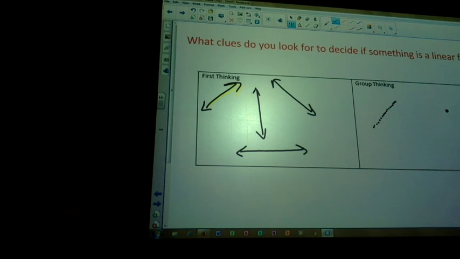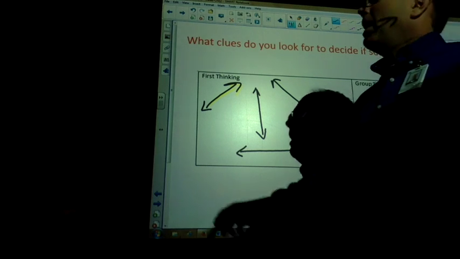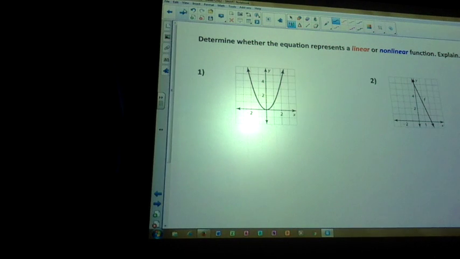What if I have just 2 points? How many lines can I draw through 2 points? One. Exactly one. So you need 2 points to define a line. So those are just some things about lines. Okay?